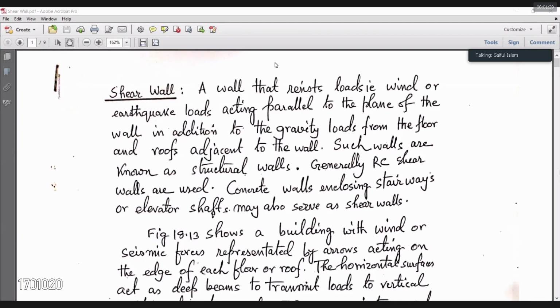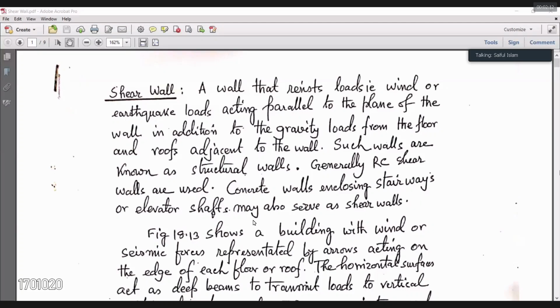Now, what is a shear wall? A simple definition is given here. A shear wall is a wall that resists loads, that is wind or earthquake loads acting parallel to the plane of the wall, in addition to the gravity loads from the floors and roofs adjacent to the wall. Such walls are known as gravity structural walls, or shear walls, or the general name is structural walls. Generally, RC shear walls are used. It's very effective. Reinforced concrete shear walls are used.